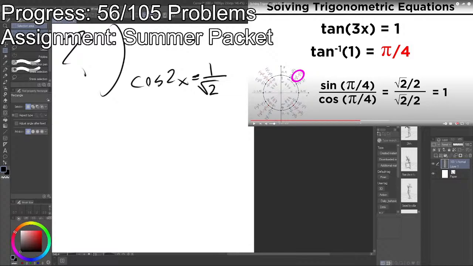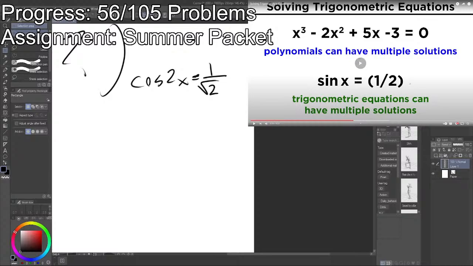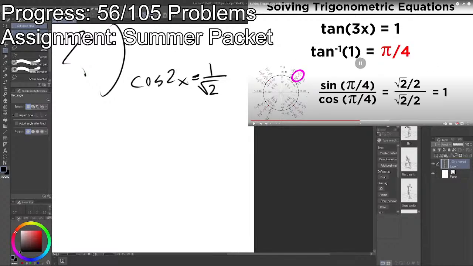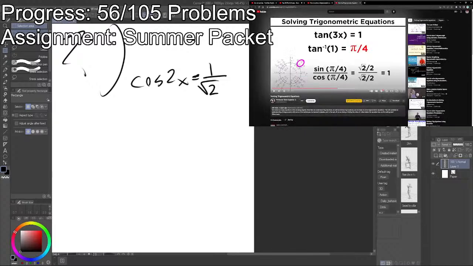Wait, 7? Gives us a tangent of 1. What angle gives a tangent value of 1? That over 2. Wait, oh, I think I understand inverse now. Maybe. Try something.